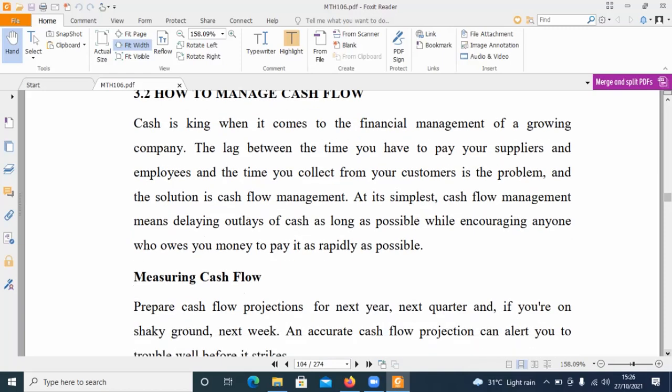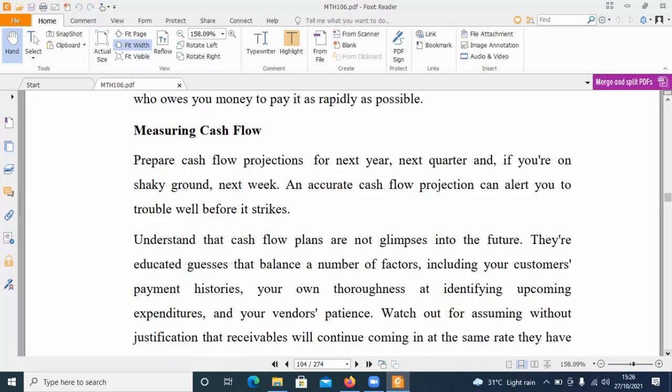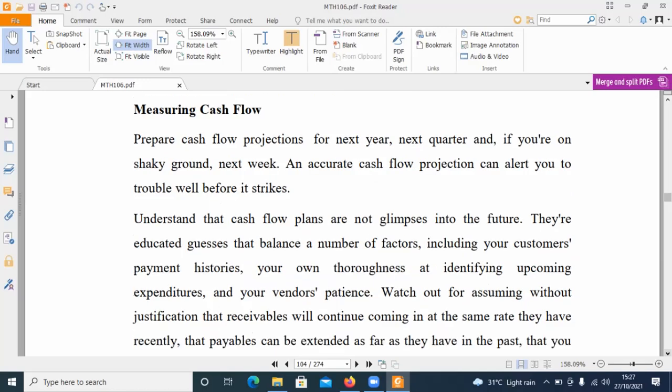Here we talk about measuring cash flow. Then preparing cash flow projections. Prepare a cash flow projection for next year, next quarter, and if you are on shaky ground, next week. An accurate cash flow projection can allow you to prepare well before trouble strikes. So please understand cash flow planning and do not jump into the future. You have to understand how cash flow works before you can say you know what it is.